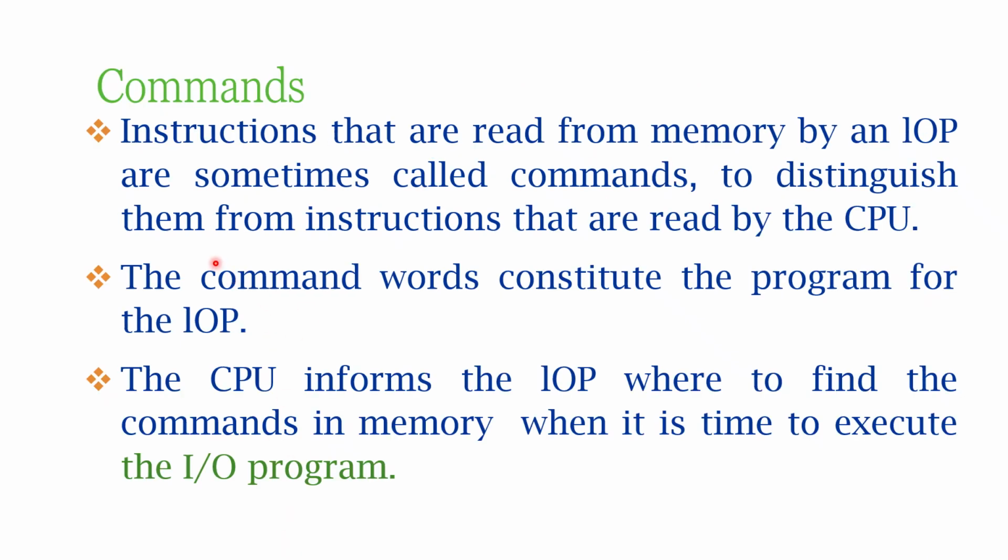Instructions that are read from memory by an IO processor are sometimes called commands to distinguish them from the instructions that are read by the CPU. So the command which is given to the CPU, we call an instruction, but the command which is given to the IO processor, we call a command. The command words constitute the program for an IO processor. So initially the CPU informs the IO processor where to find the command in memory in order to make a transfer.